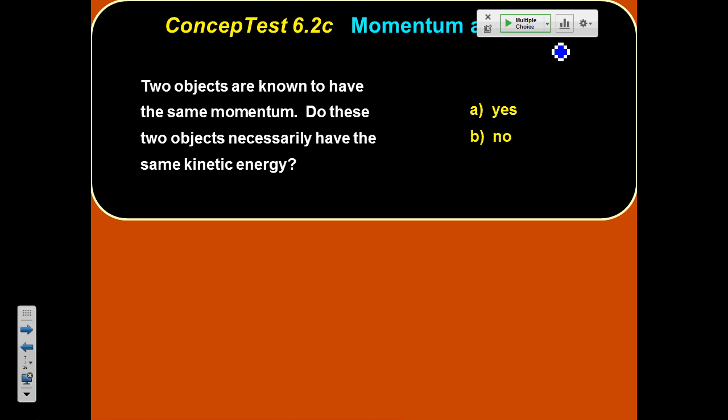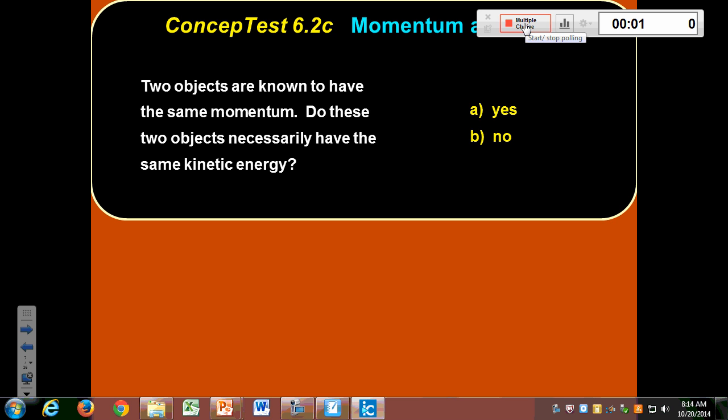Two objects are known to have the same momentum. Do they necessarily have the same kinetic energy?